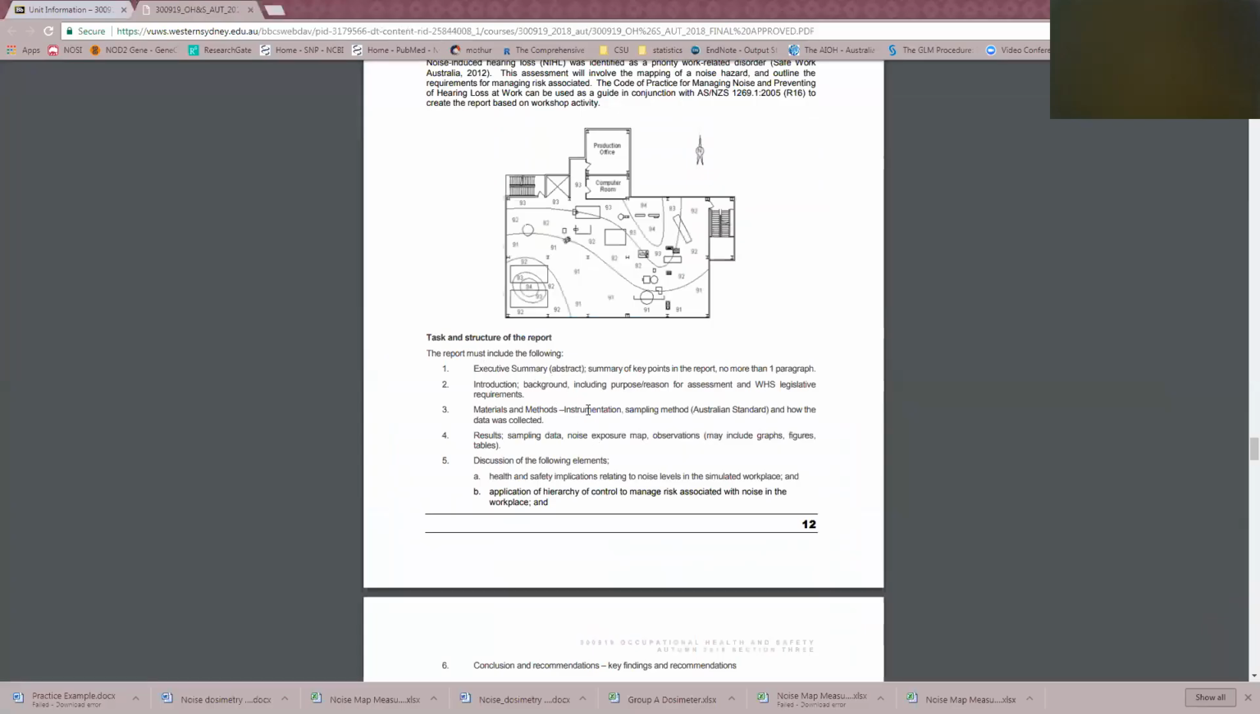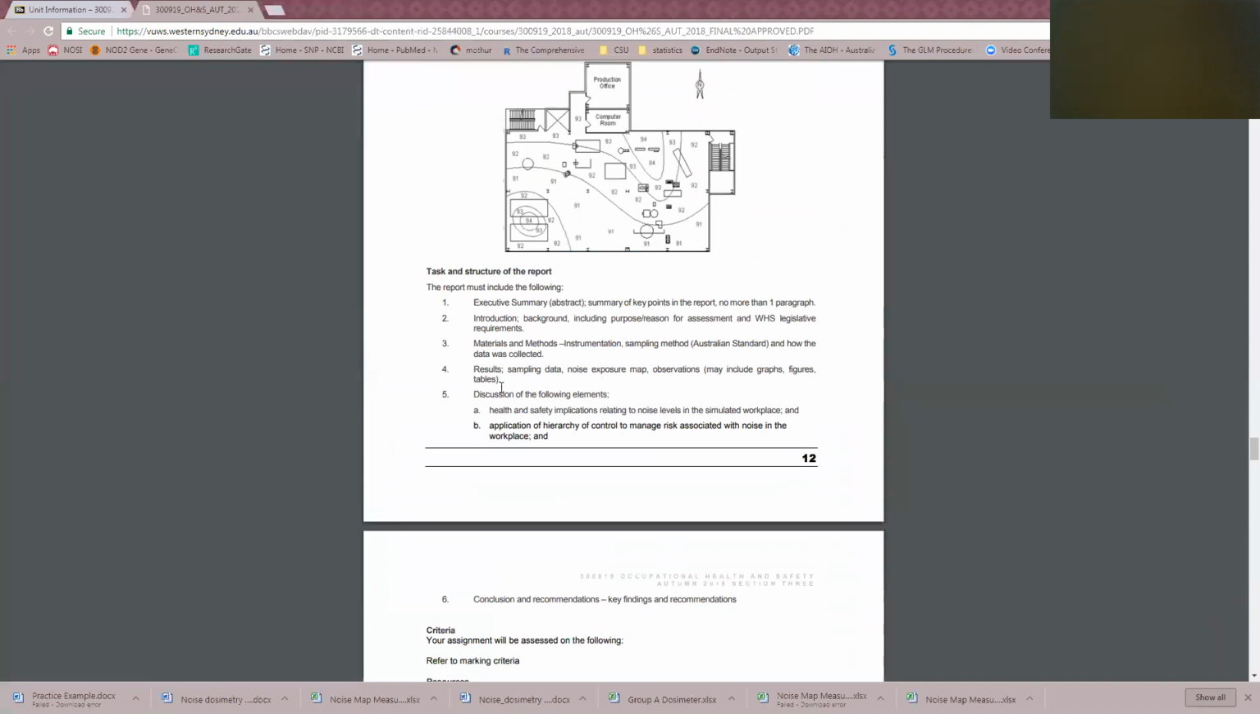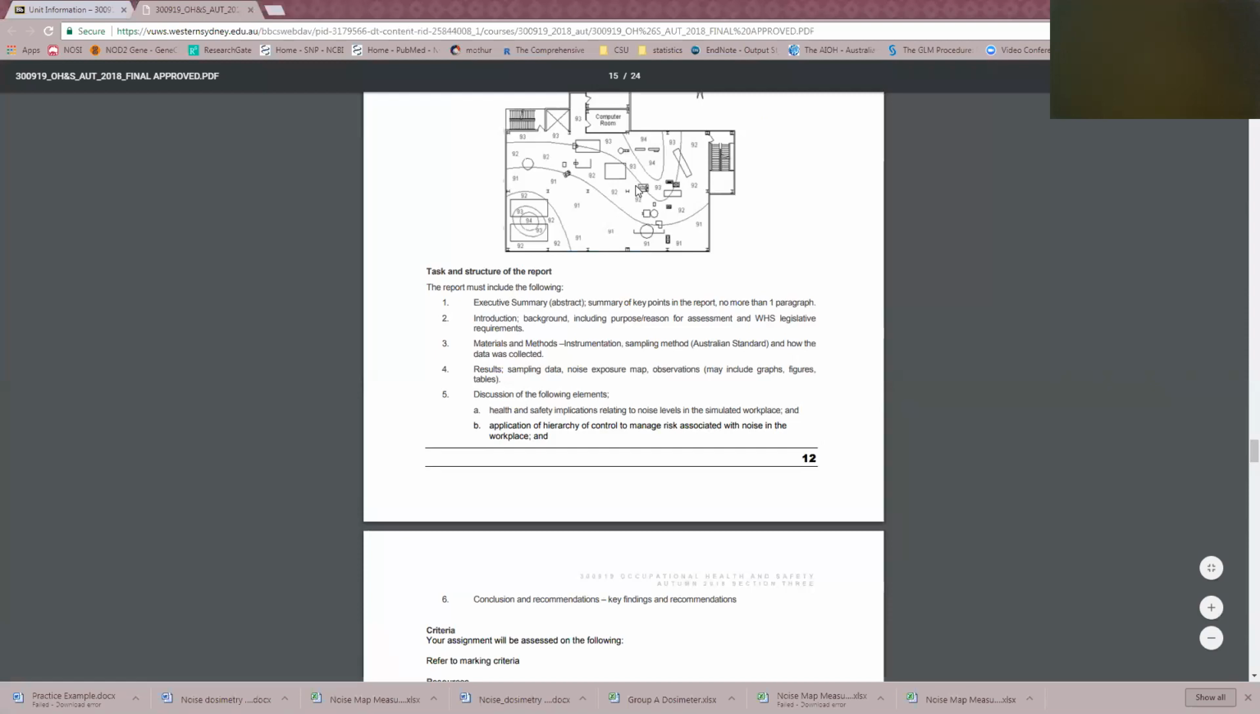Okay, so your materials, your methods, AS 1269, what you did, how you did it, how was the data collected, what did you use? The results. So the results will be your noise map that you collect. So that's an example of one. That will be a figure.